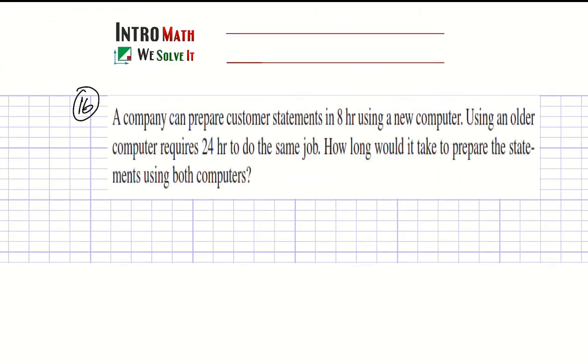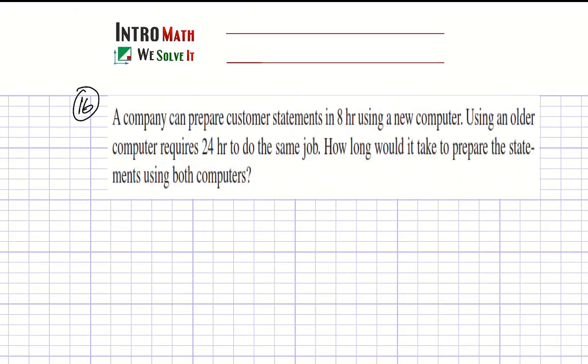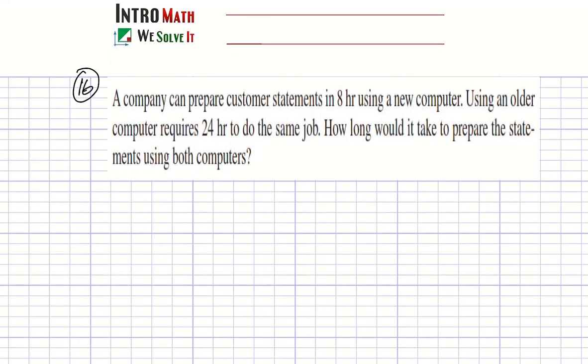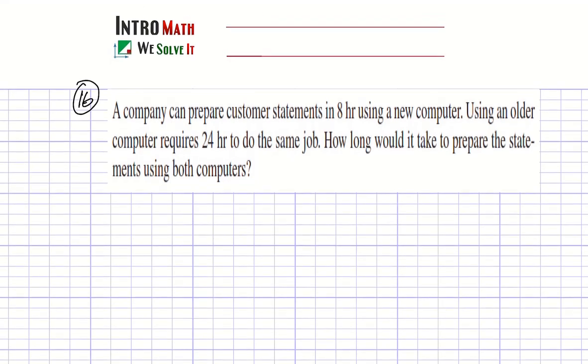So let's move on. Look at this one. This one says that a company can prepare customer statements in 8 hours using a new computer. Using another computer requires 24 hours to do the same job. How long will it take to prepare the statements using both computers? So what I want you to catch on is there are different variations of this problem. You can apply it anywhere. That's why I wanted to do a bunch of them that have different variations of application.